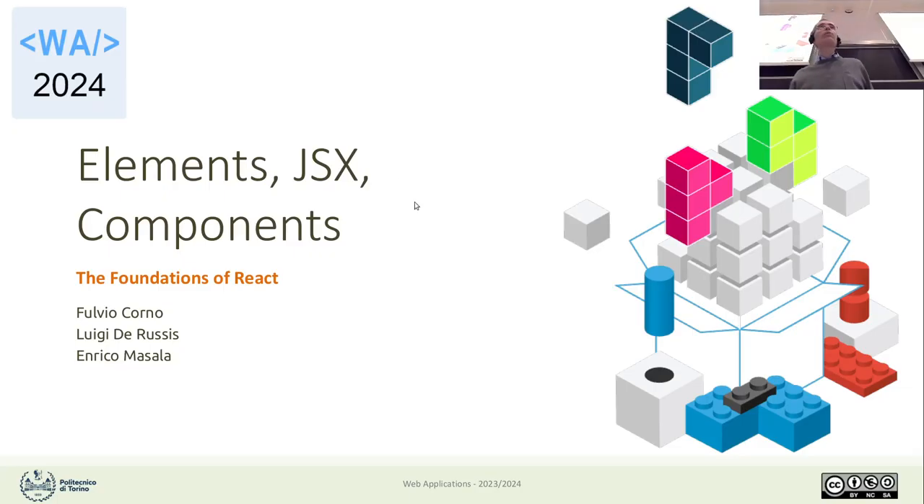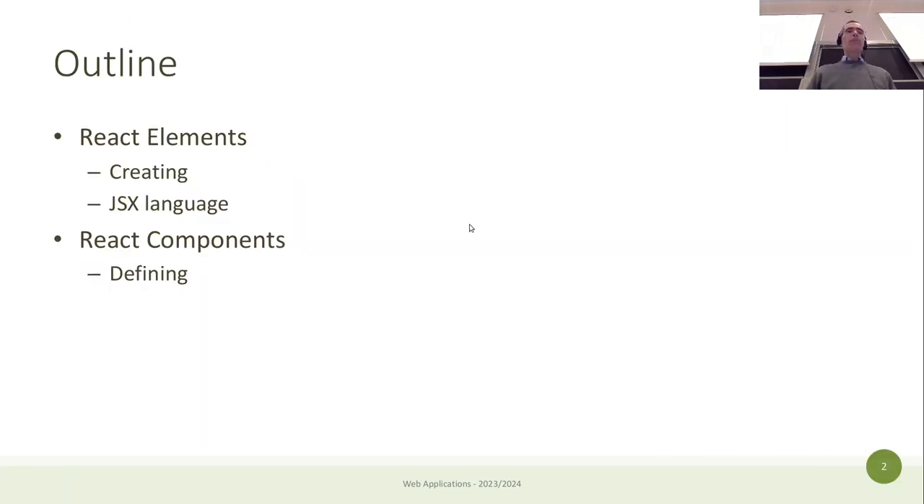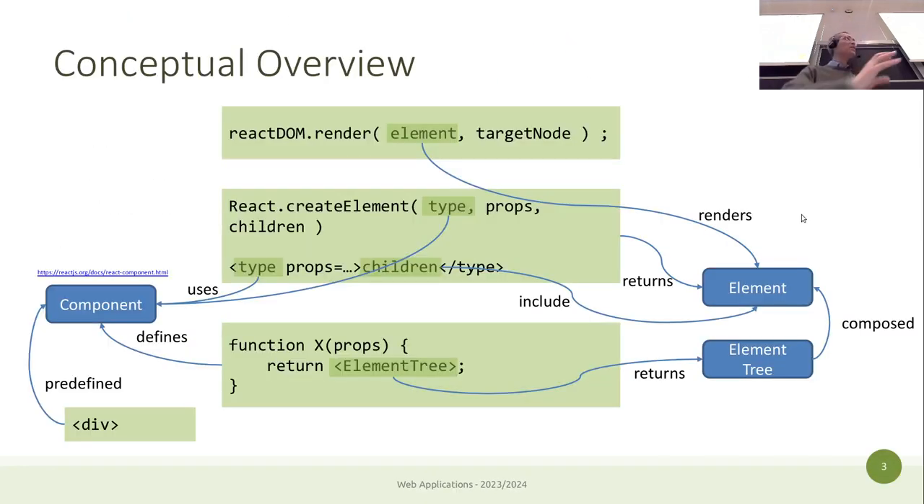And now that we got the first flavor of how React works, we will try to exploit React as much as possible to convert our application that we designed last time with HTML elements into JSX components with some properties, okay? Just to have something that is more flexible, okay? Okay, so this is the conceptual overview, how things work in React.